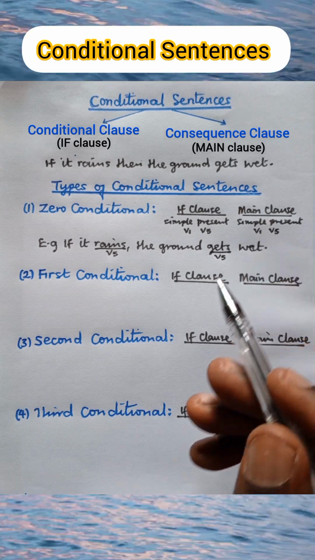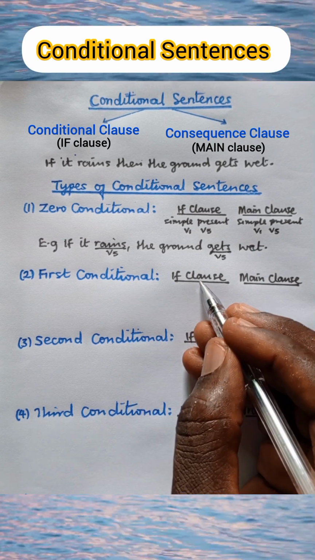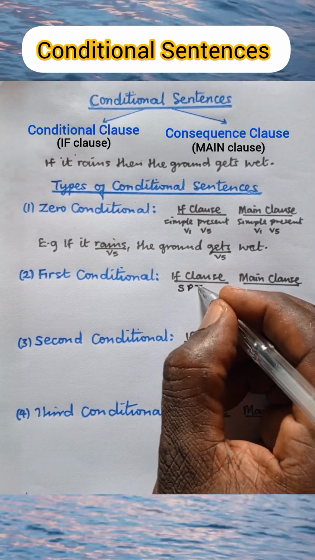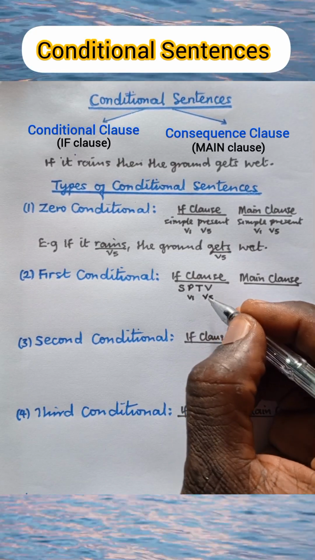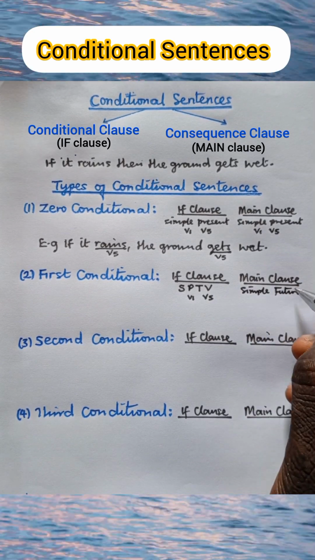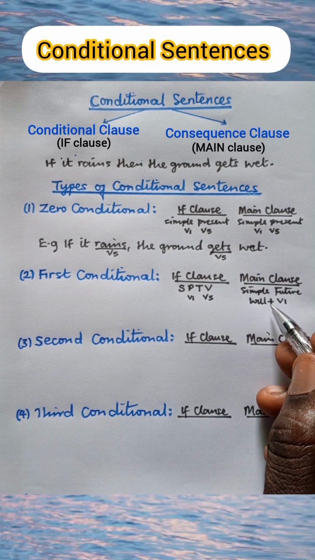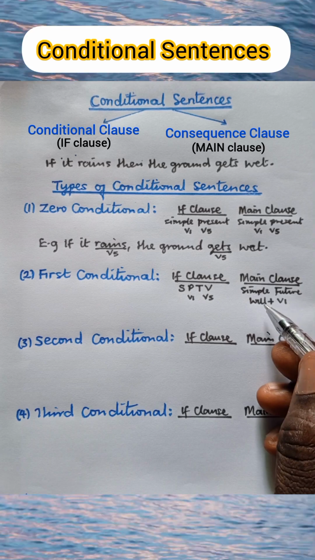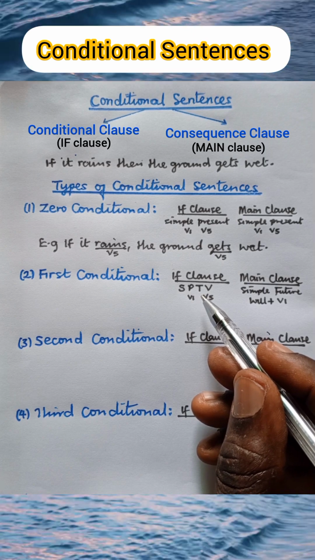Okay? Now let's move to number 2, the first conditional sentence. In the first conditional sentence, the if clause, like the zero conditional, contains a simple present tense verb, either a V1 or a V5, while the main clause contains simple future tense, that is, will plus a verb 1. In other words, will plus a verb in its base form. So, in a question on conditional sentences, once you see will plus a verb 1, know that the verb in the if clause has to be a simple present tense verb.